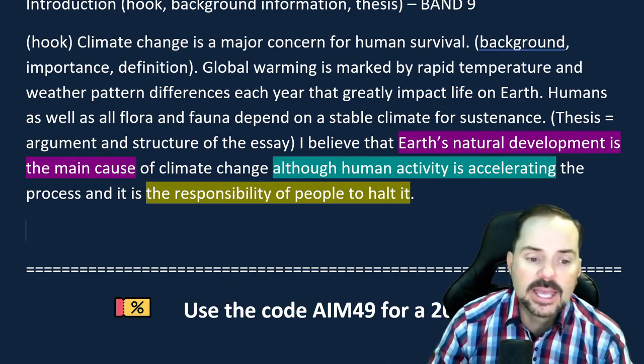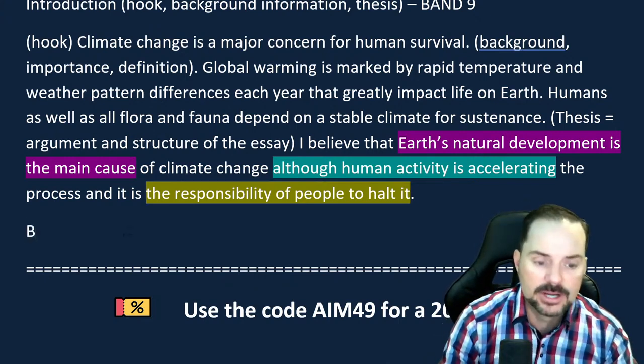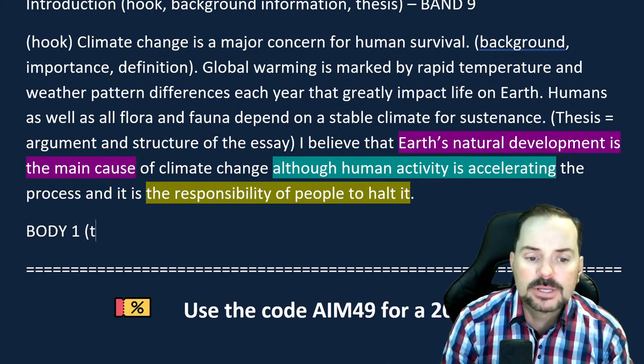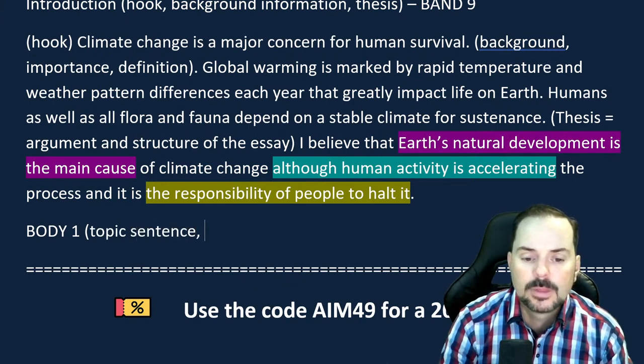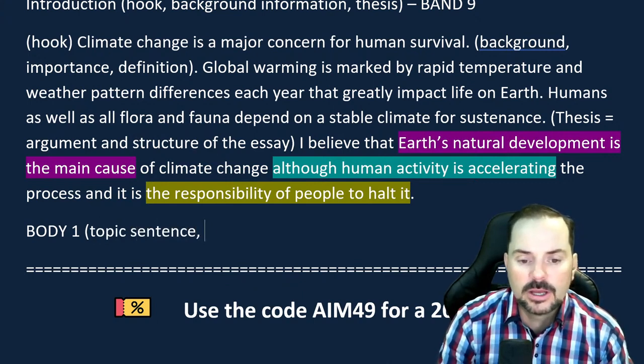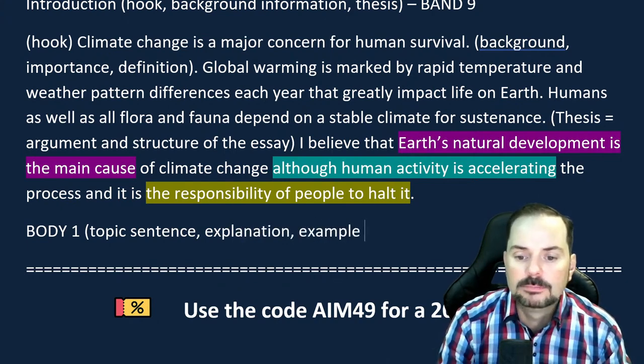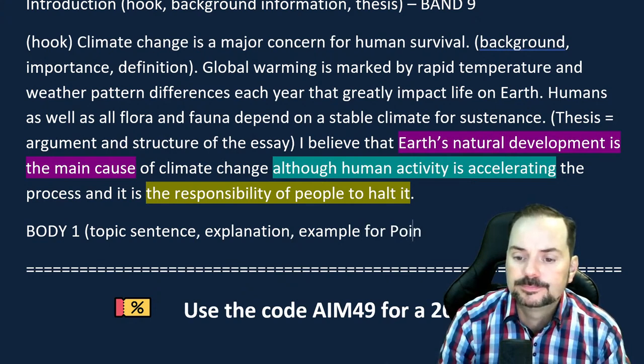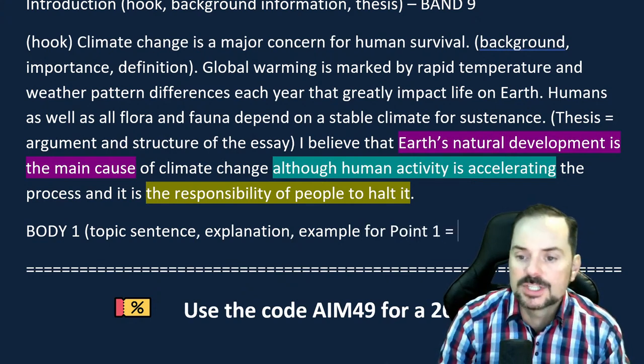Now I can get into my body paragraph 1. And body 1 will be a topic sentence. It will be an explanation and an example for point 1, which of course here is Earth's natural development.